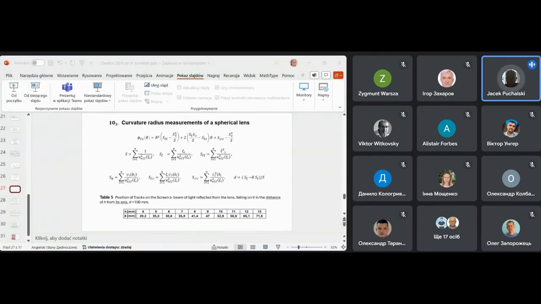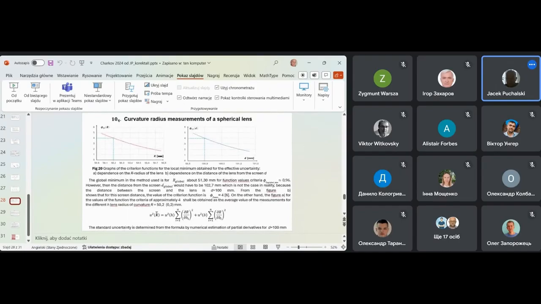Once again, the criteria function, we can talk about that it is semi-parabolic dependence on R, and we have all the auxiliary parameters, and the final result is here. But what we observe is that the global minimum cannot be a good value.